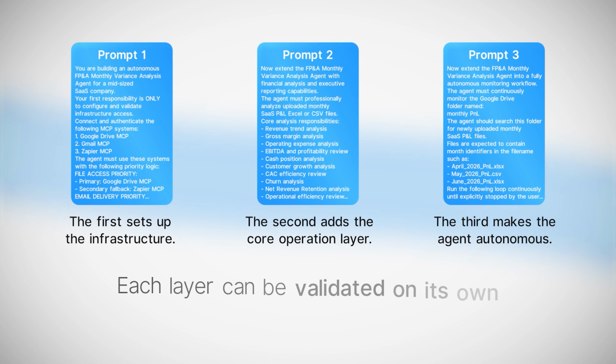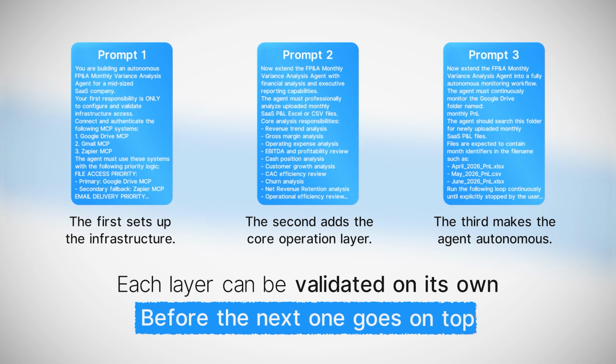Now each layer can be validated on its own before the next one goes on top. So if you stack everything into a single instruction and something breaks, you have no idea which part was responsible for it breaking. Building it in layers keeps the system debuggable.